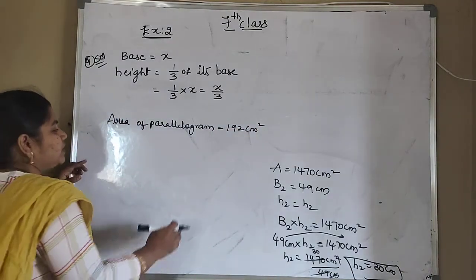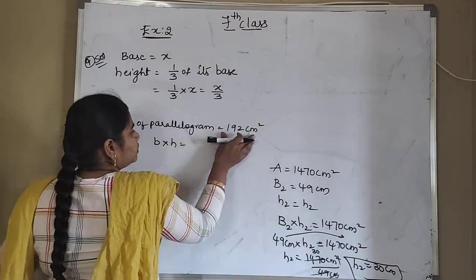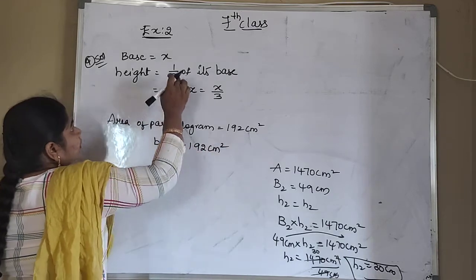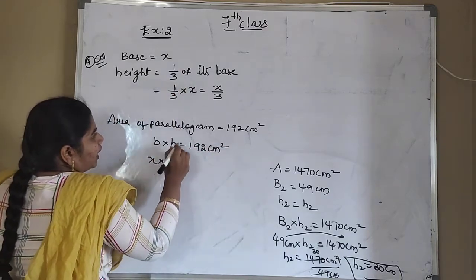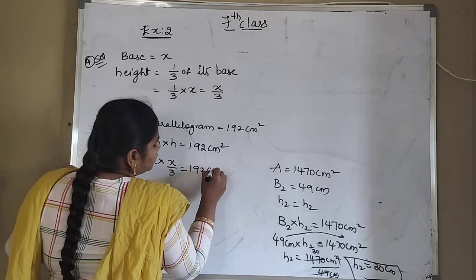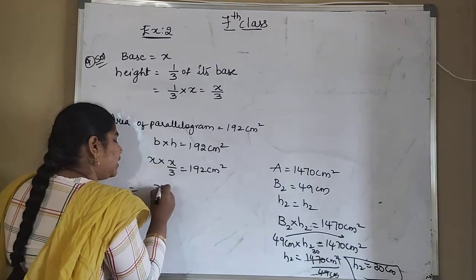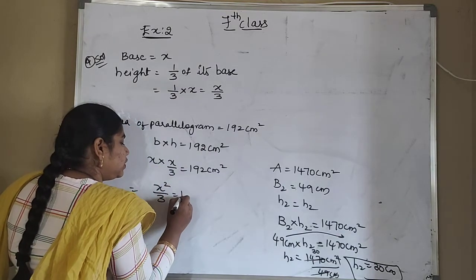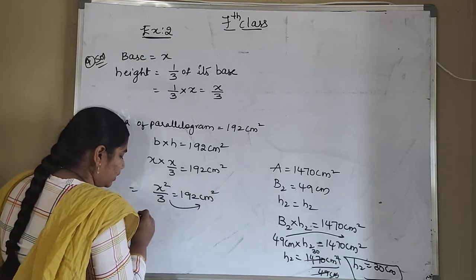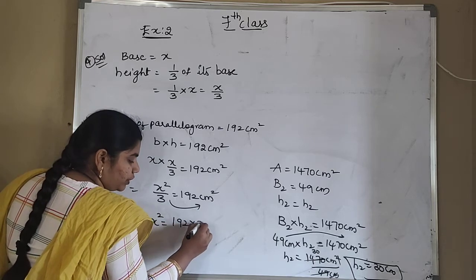Okay, now what is the area of a parallelogram formula? That is base into height is equals to this value. Base value is x, height value is x by 3 is equals to 192 centimeter square. Multiply the terms. x into x is x square by 3 is equals to 192 centimeter square. Transpose this 3 to other side.